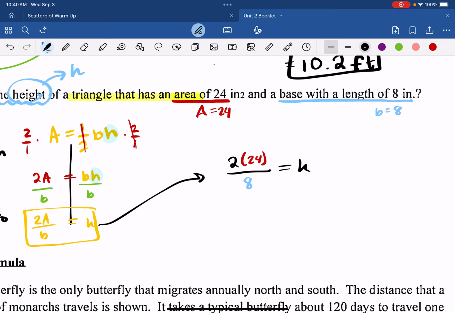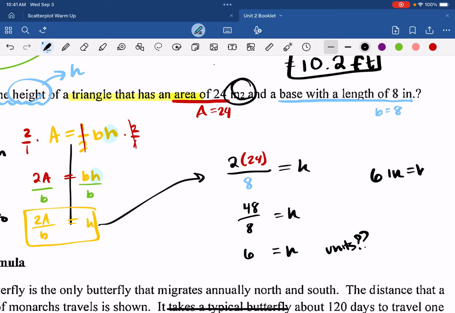Equals my height. So now let's solve. I have 2 times 24 gives me 48, divided by 8 gives me 6. Now think about units. What units are this in? Inches squared. So this is 6 inches because we're talking about a height. 6 inches.